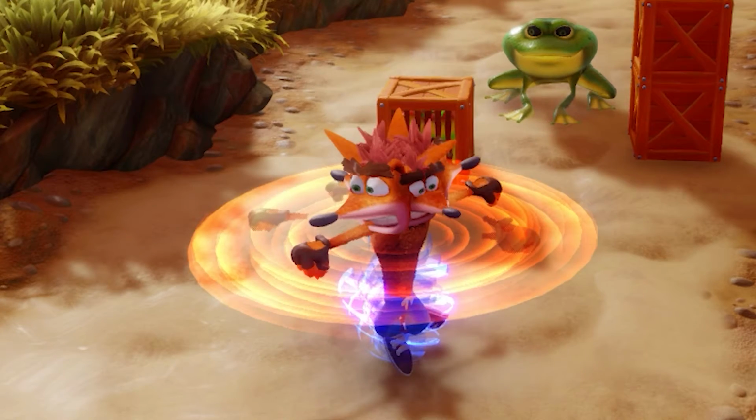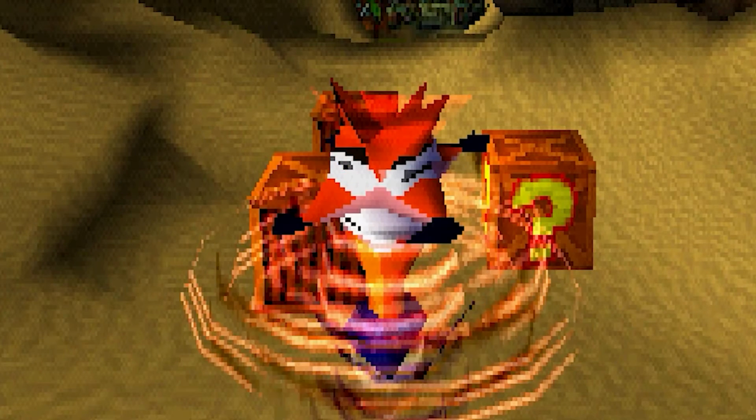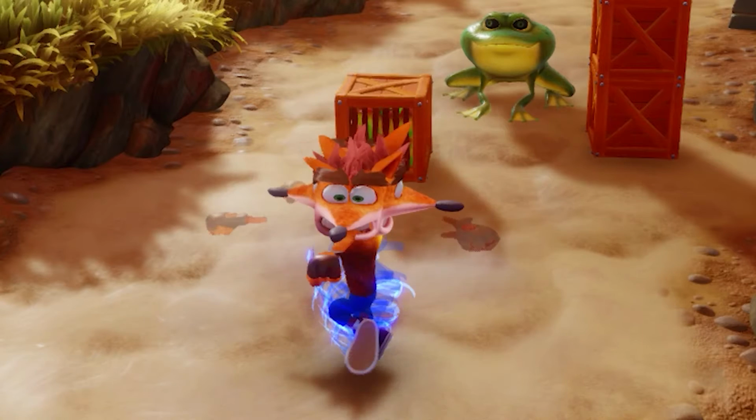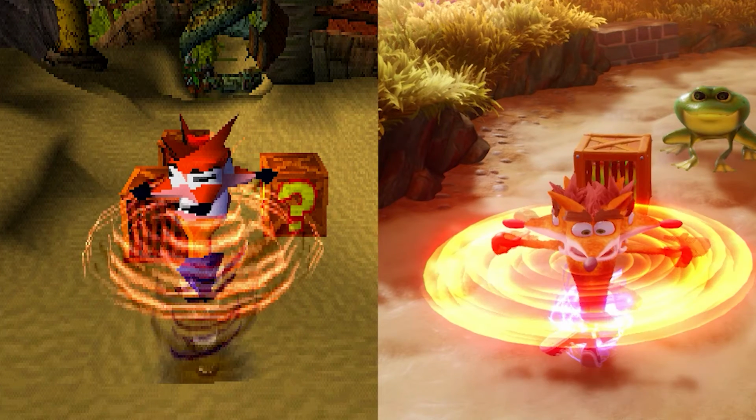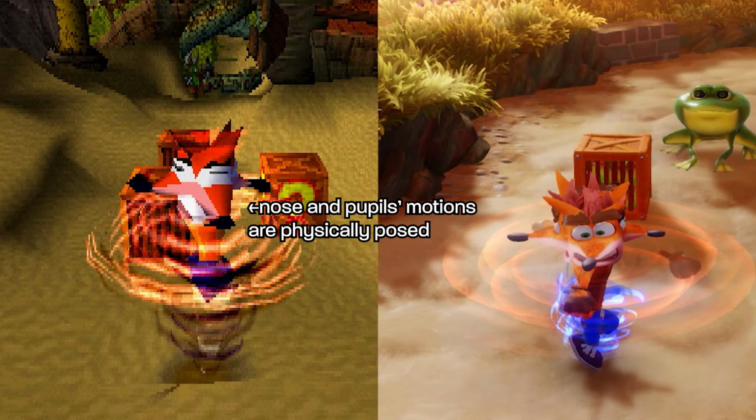Now, I say that because the way the faces are stitched together kinda reminds me of how Crash 1 did it. There's also a recovery to it again. And these look great, but I am a sucker for how the motion smearing was actually modeled within the original spins.